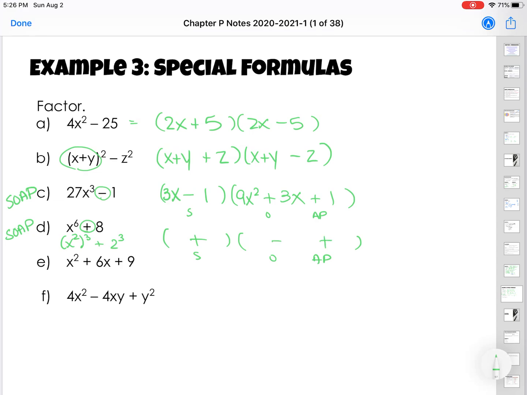Opposite, always positive. So the cube root of x to the 6th is x squared, and the cube root of 8 is 2. Square x squared and get x to the 4th. Square the 2 and get a 4. Multiply x squared times 2. And we're done.